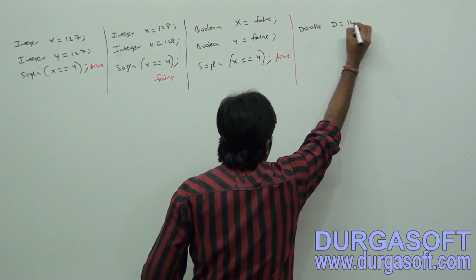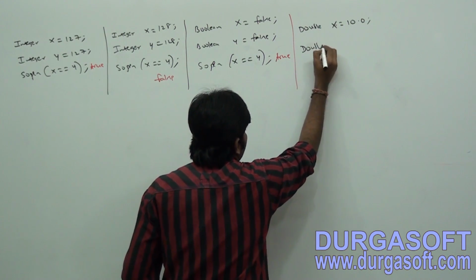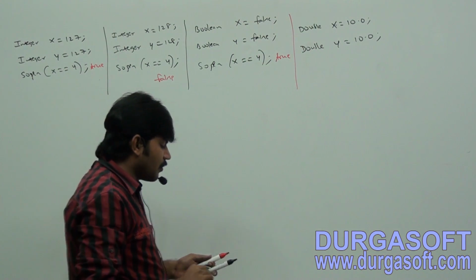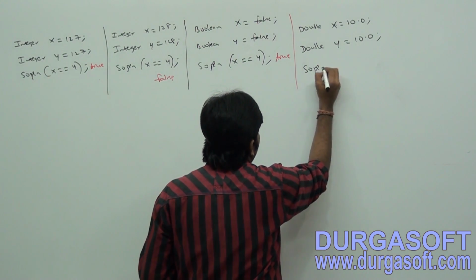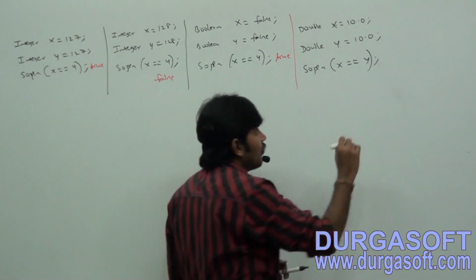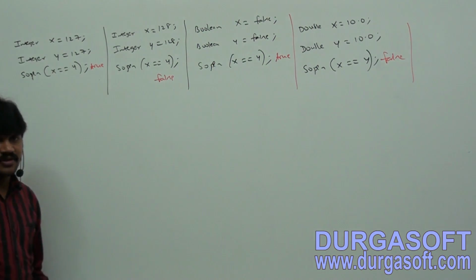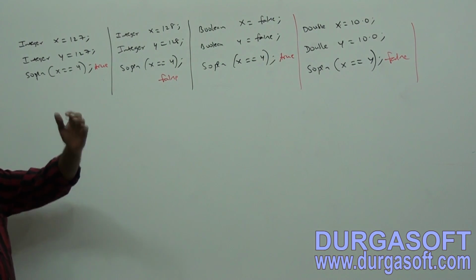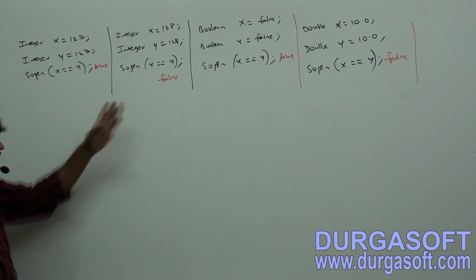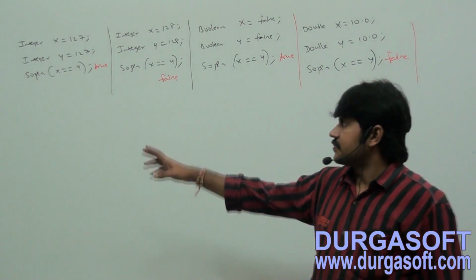Next, Double x is equal to 10.0. Double y is equal to 10.0. System.out.println x double equal to y. What is the answer? 10.0, 10.0 is nothing but what? False itself is the answer. Any explanation required, okay? Now you are able to understand. Integer x is equal to 10, 10, true. 100, 100, true. 1000, 1000, false. What is the reason for that? Now take these 4 examples. Take them clearly.